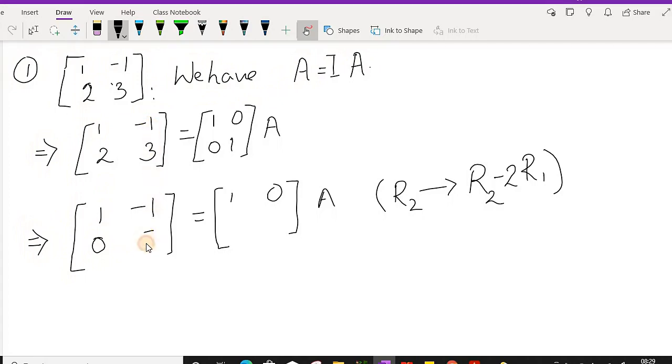Right? Yes. What will this be? 0, then 0 minus 2 into R1, which is 1, so this will be minus 2, right? Yes. And then R1 means 1 minus 2 into 0, so this will be 5. Okay, that is the thing.